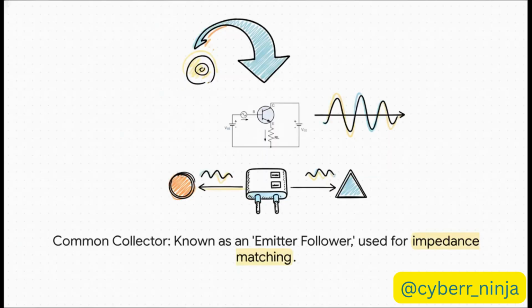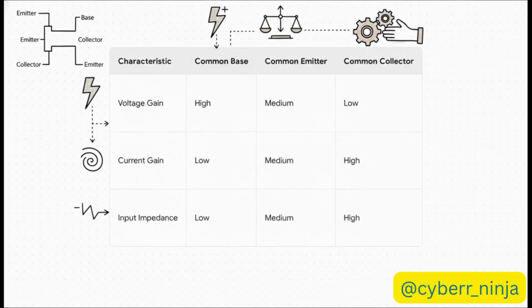And our final play from the book is the common collector. Now this one's superpower is a little trickier. It's something called impedance matching. Imagine trying to shout a message across a giant, noisy room to someone who can only whisper back. The message is going to get lost, right? Impedance matching is like giving both of you perfectly tuned walkie-talkies. It makes sure that different parts of a big circuit can talk to each other efficiently without losing the signal's strength. And this table really just sums it all up nicely.